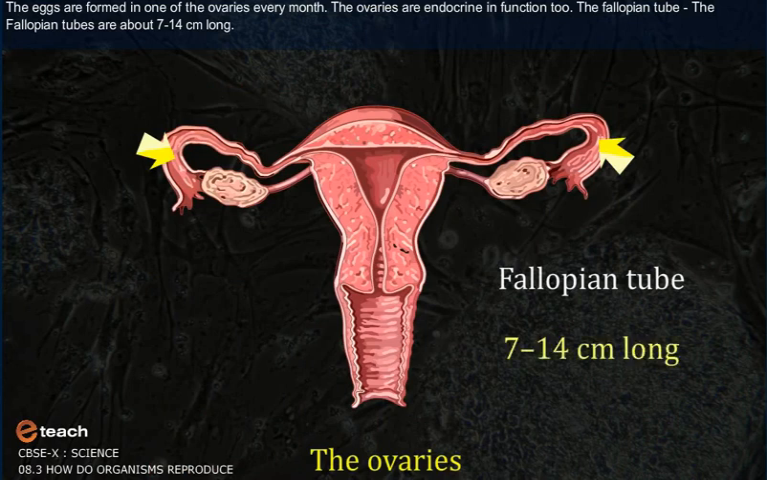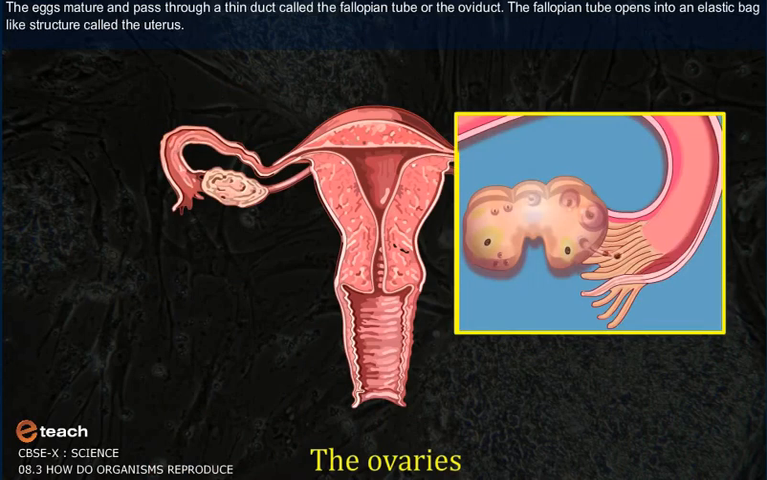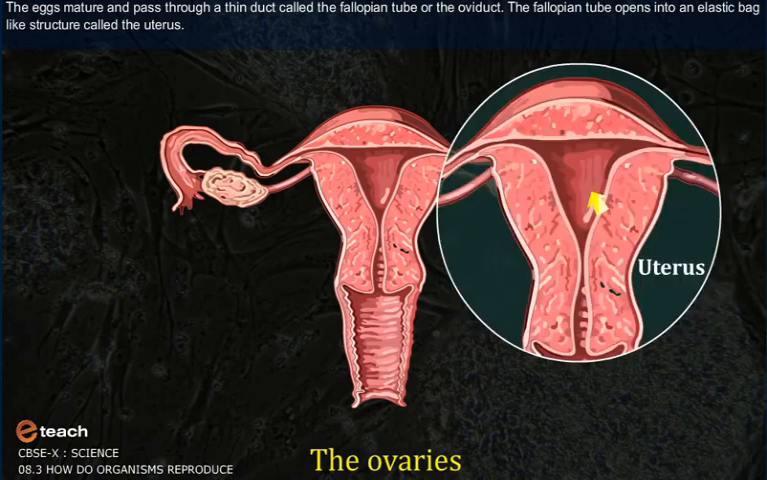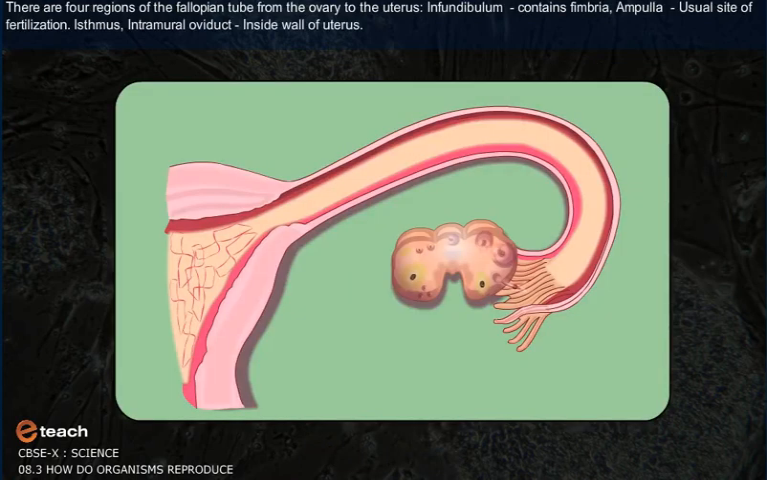The fallopian tube. The fallopian tube is about 7 to 14 centimeters long. The eggs mature and pass through a thin duct called the fallopian tube or the oviduct. The fallopian tube opens into an elastic bag-like structure called the uterus. There are 4 regions of the fallopian tube from the ovary to the uterus.